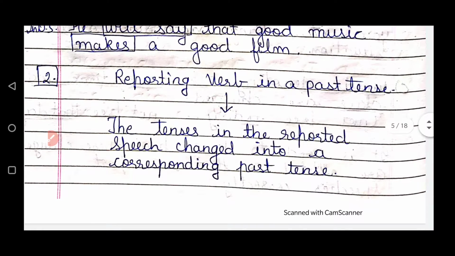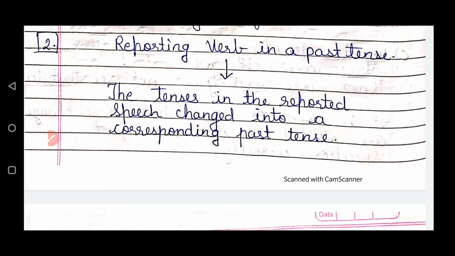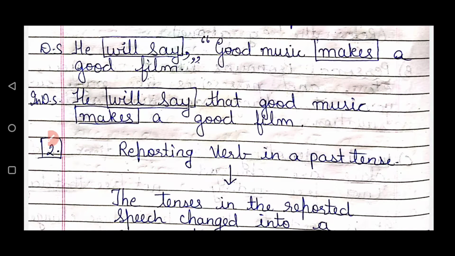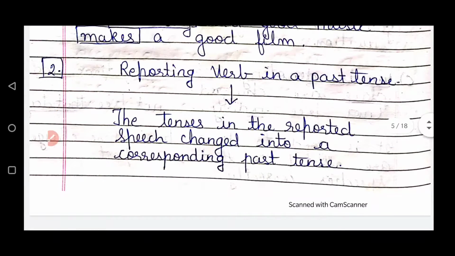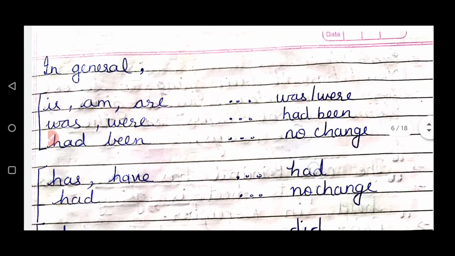Second, reporting verb is in the past tense. If your reporting verb is in past tense, then the tenses in the reported speech change into a corresponding past tense. Suppose instead of says it is said, so said is the past tense of says. So this is our reporting verb. If it is in past tense, then we have corresponding changes. Now instead of writing the whole sentences, I have written directly the verbs which are going to change. So only the verbs are changing. To change the tense, we have to change only the verbs.